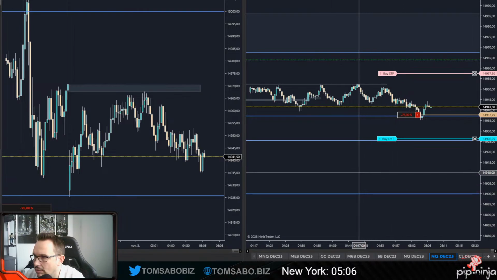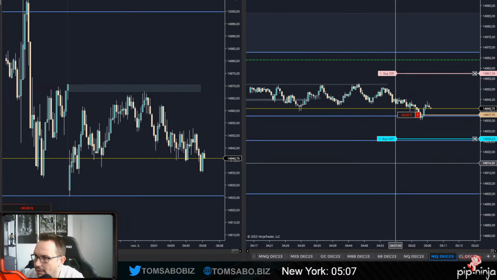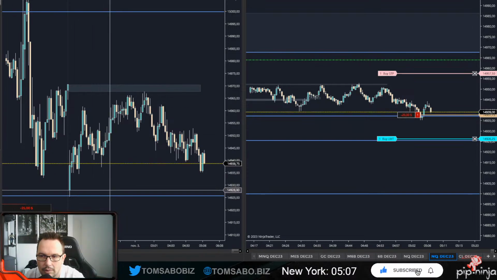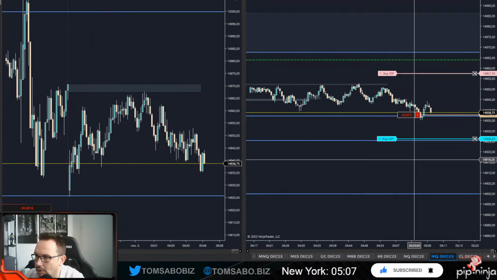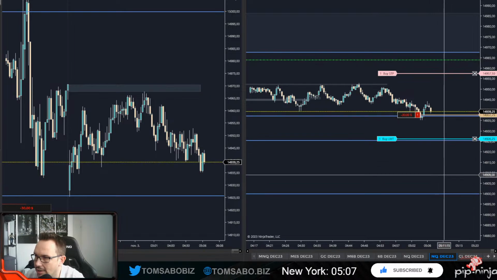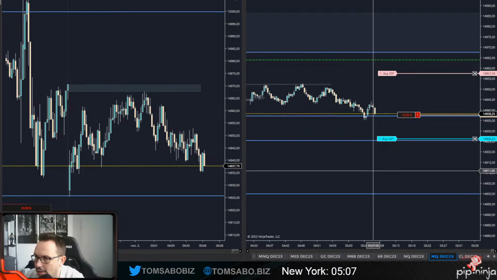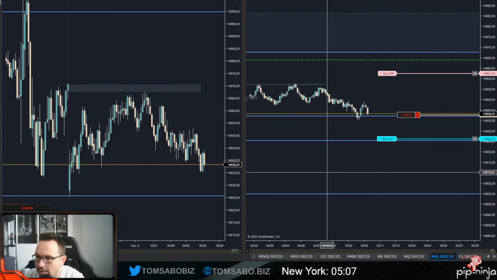So I don't know. I want the 25 level to be broken. If we're down here, I just want it to be broken. Or if price starts to consolidate here, I'm just gonna close it again, because why should we wait?